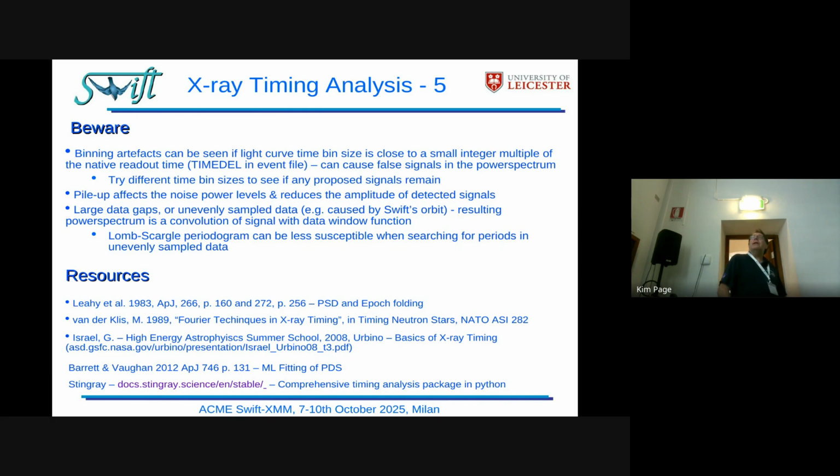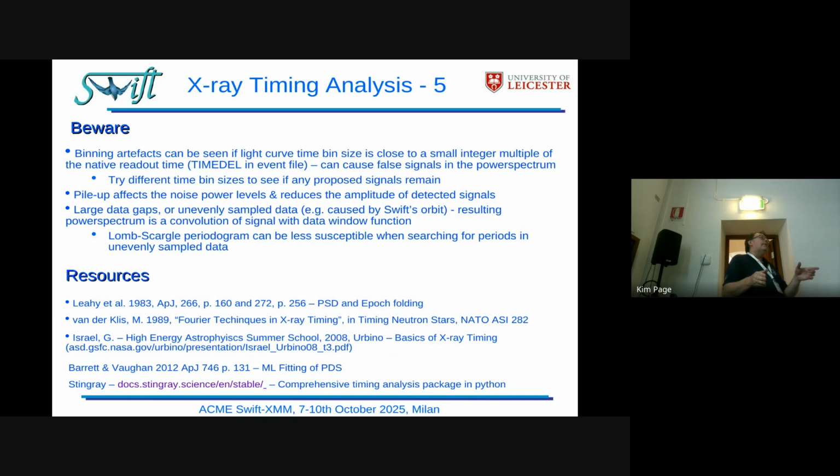Then there's a problem with large data gaps. So I've shown you one small snapshot of data, well, it's 1,000 seconds long. And when you don't have gaps, this is all fine. You don't really have problems with the data and windowing. But when you have gaps in the data sets, your power spectrum becomes a convolution of any true source signal with a window function of the data.